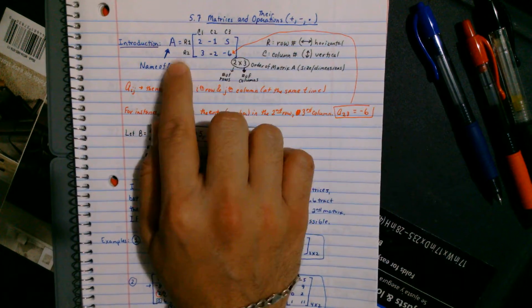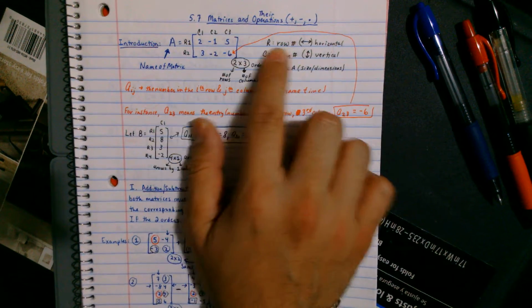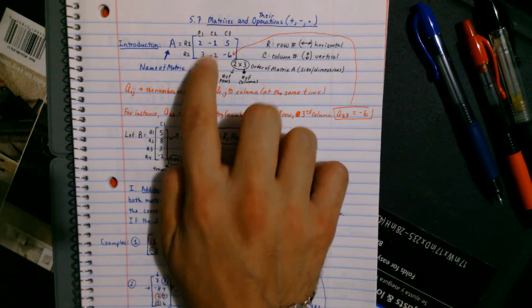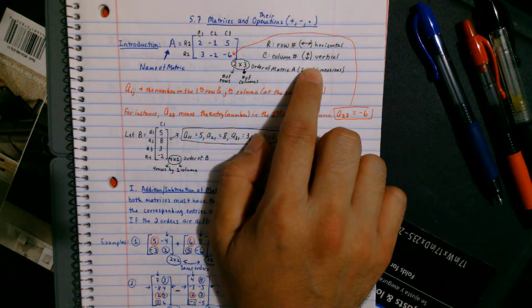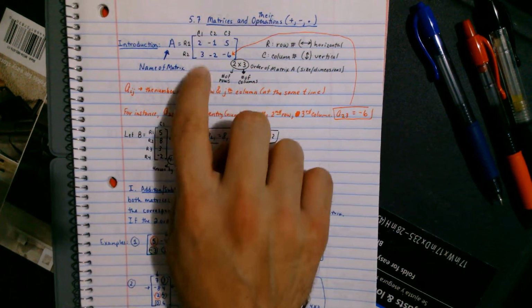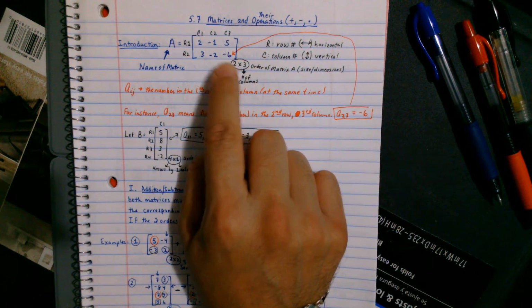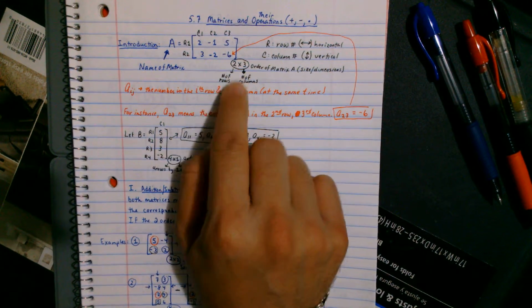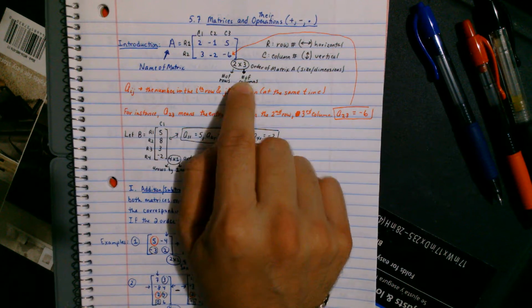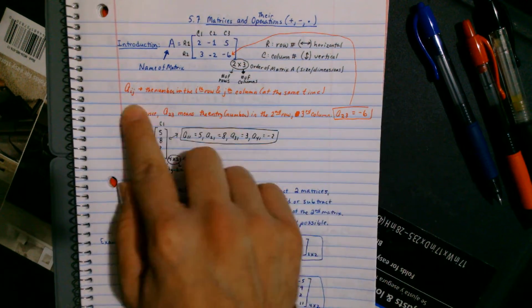you have rows, rows horizontal, numbers that go horizontally, and you have columns that go up and down, vertical. So this particular matrix has 2 rows and 3 columns. So we say that it's a 2 by 3, where the x means by. So 2 by 3, 2 rows by 3 columns. That's the order of the matrix, its size, or the dimensions of the box.